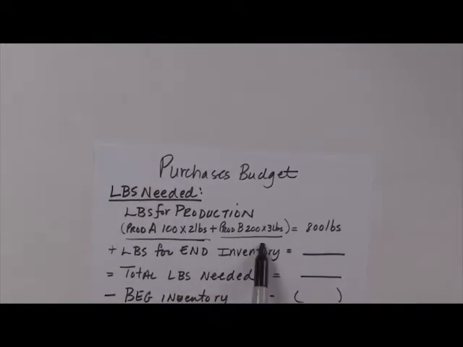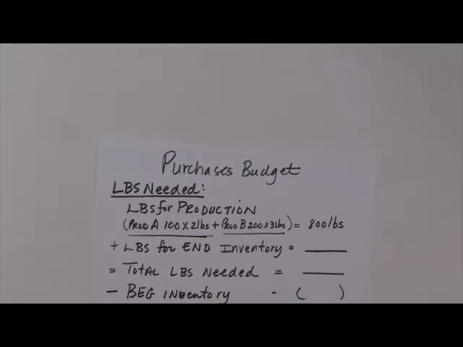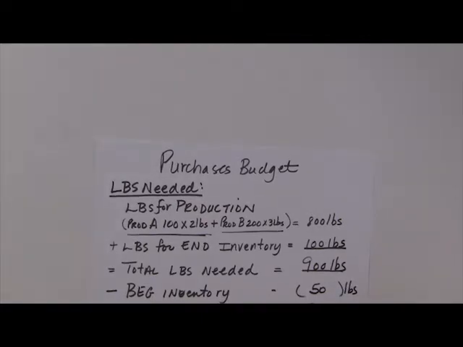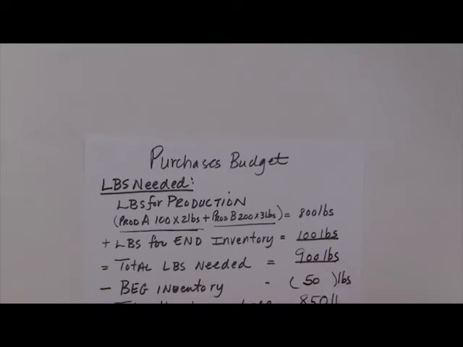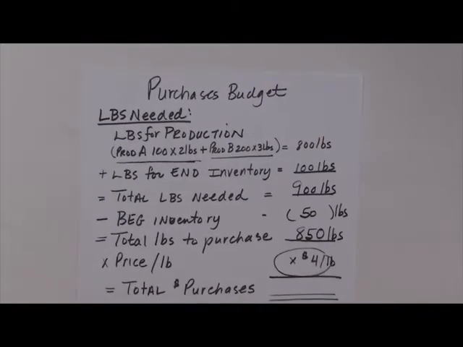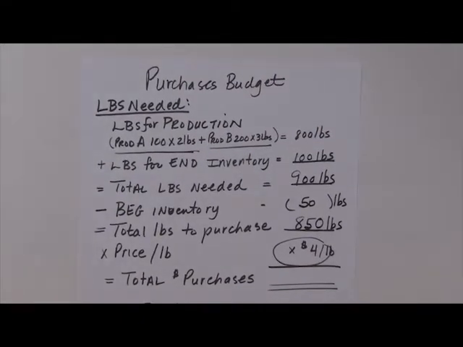So 200 plus 600 equals 800. The pounds we need in ending inventory, again, inventory control would tell us this, and they want 100 pounds left at the end of the period, so we need 900 pounds. We already have 50 pounds. So we will need to purchase 850 pounds at $4 per pound. So again, just waiting to the end to turn this into dollars. So total purchases for this would be $3,400.